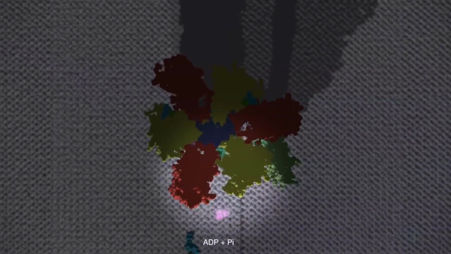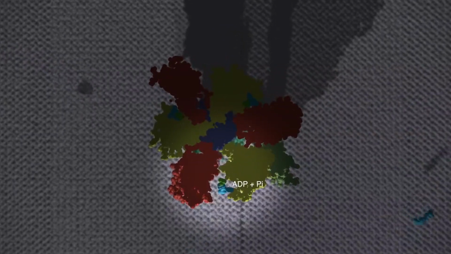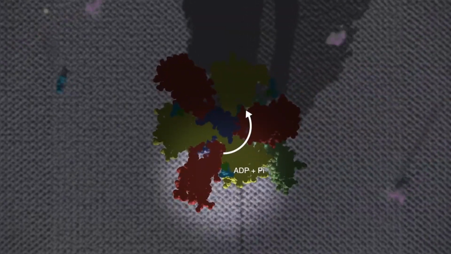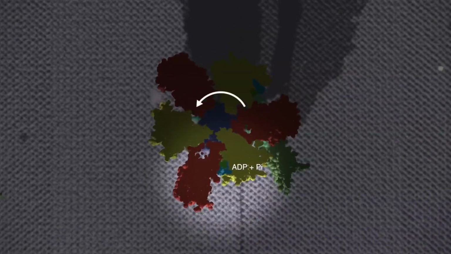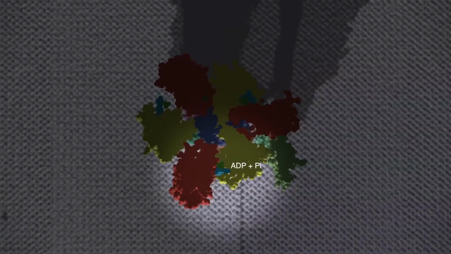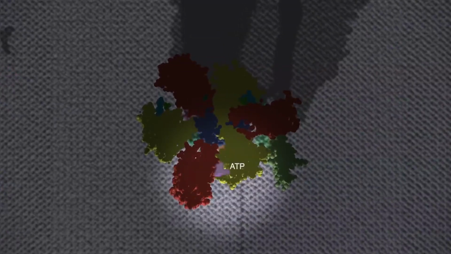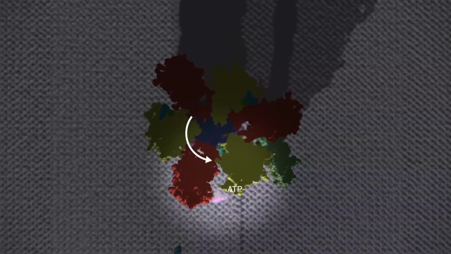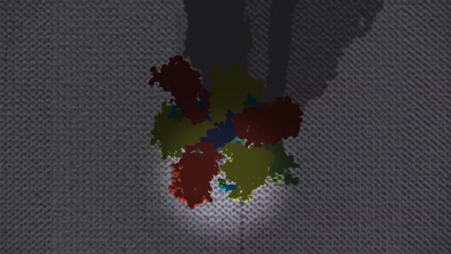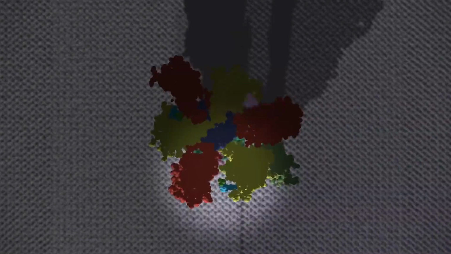First, ADP and phosphate bind to the catalytic site. The central shaft then rotates 120 degrees to rearrange the molecules. Next, the enzyme undergoes a further 120 degree rotation, and the ADP and phosphate are fused together to create ATP. The enzyme then rotates again to return to the starting position, where ATP is released and ADP and phosphate can be bound for the next cycle of catalysis.